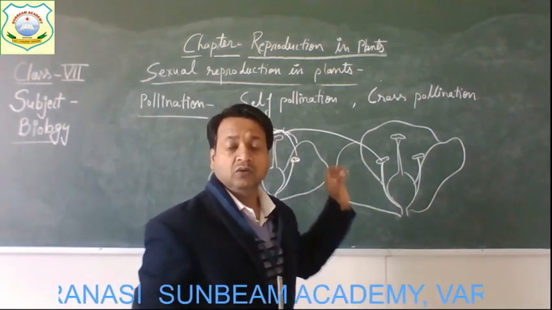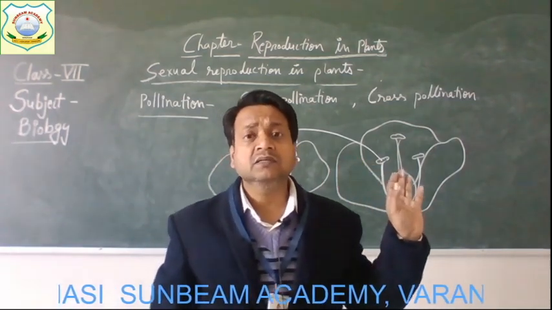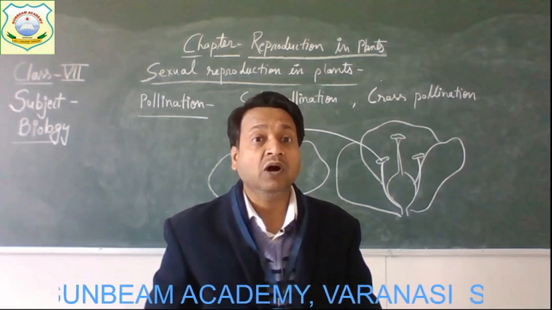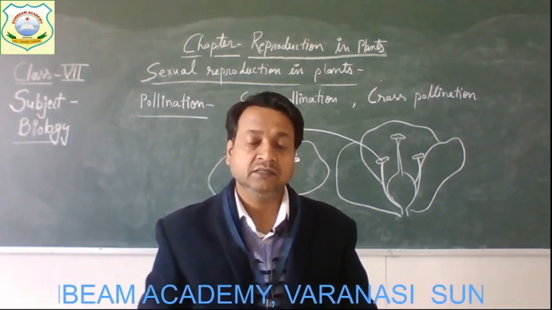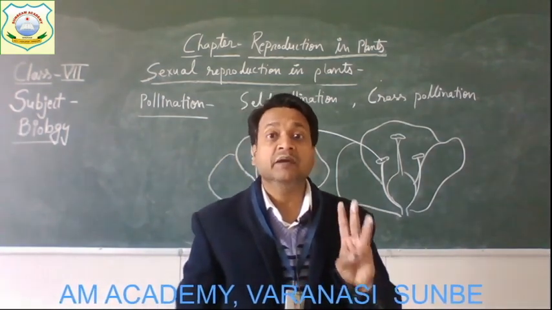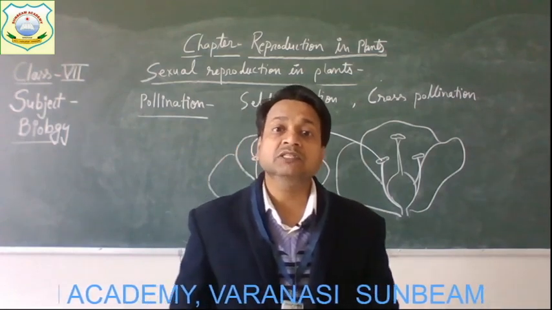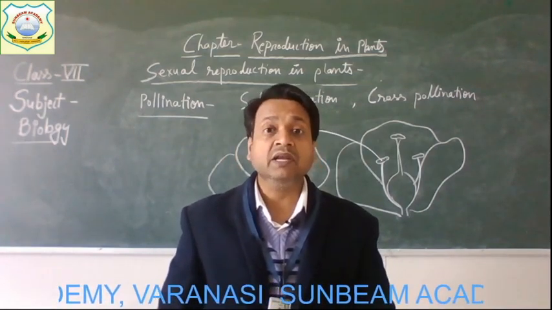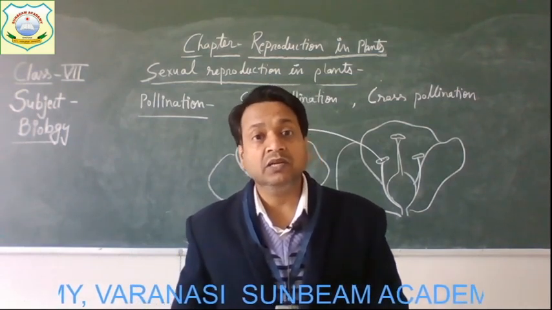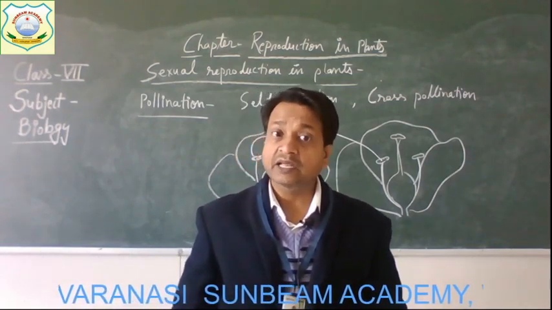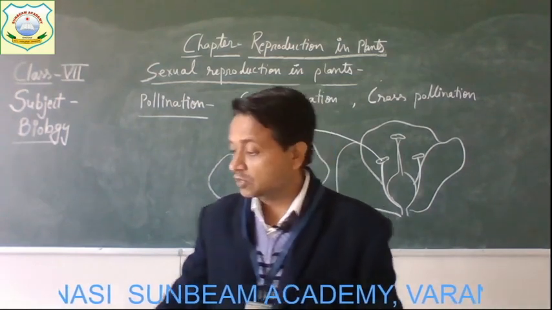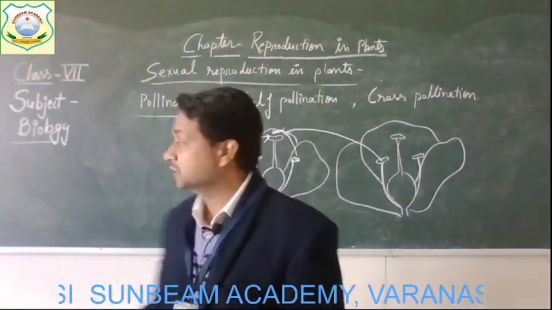Now, most often pollination occurs with the help of wind, water and insects. So these are the three agents by which the pollination process takes place. The first one is wind, the second is water and the third is insects. One by one we will discuss these. So come to the first, insect pollination.